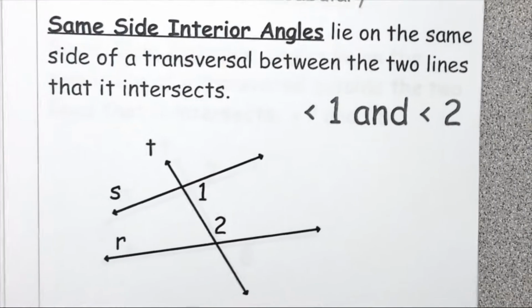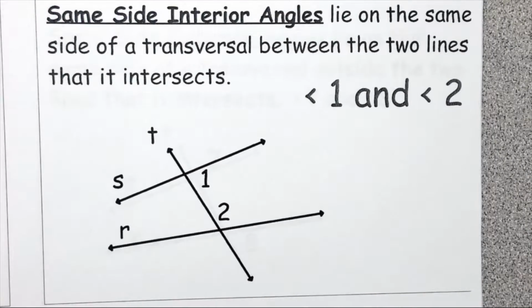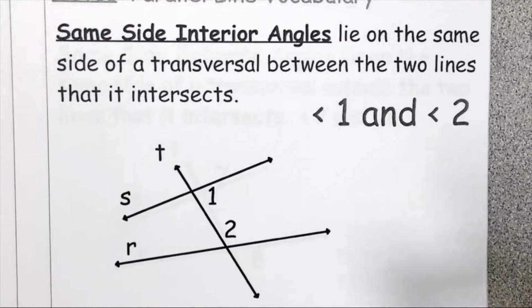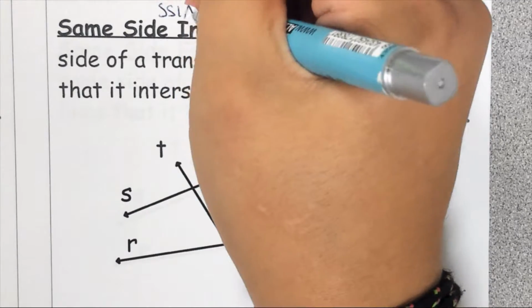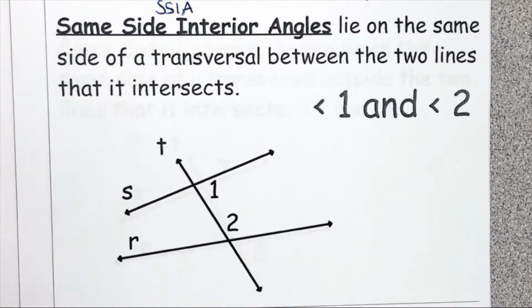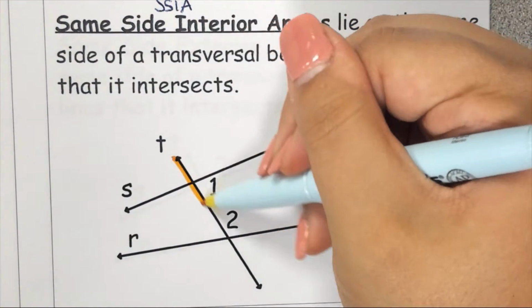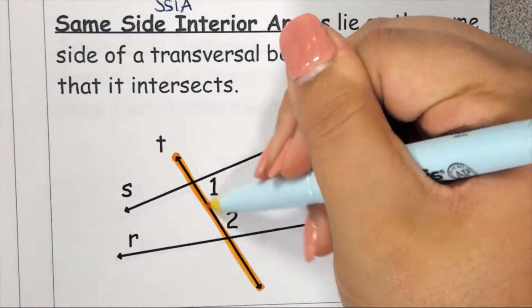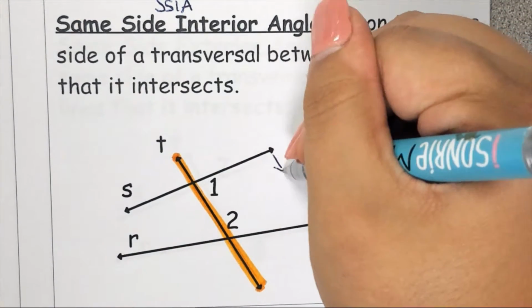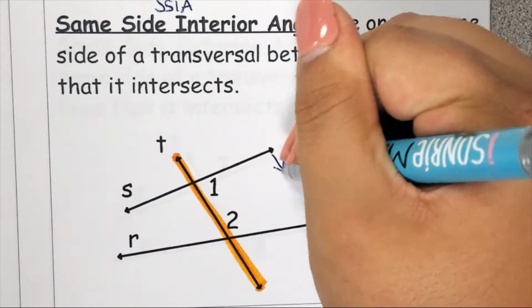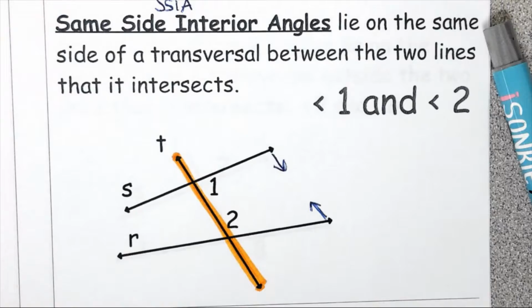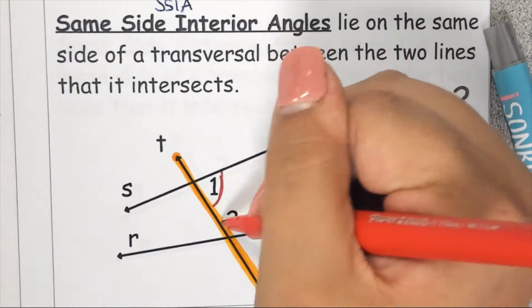Next one, same side interior angles. Same side interior angles, or like we like to call it, SSIA. Same side interior angles. They're on the same side of my transversal. So here is my transversal. And do you see how they're both on the right? So that's why they're same side. And they're in between these 2 lines. So they're inside the 2 lines. So angles 1 and angle 2 are same side interior angles.